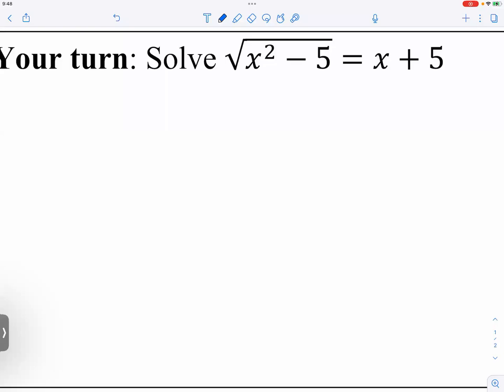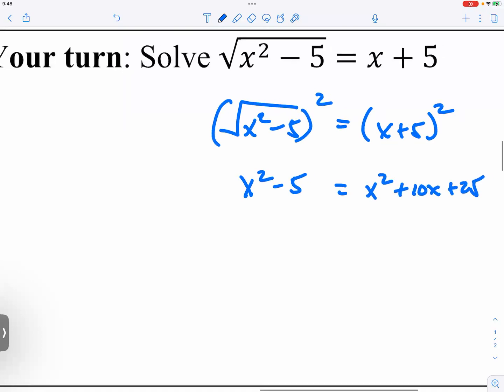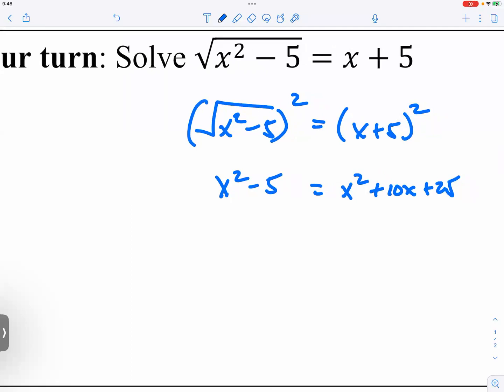All right, so you will first remove the square root by squaring both sides. So you have x squared minus 5 on the left, and then you have x squared plus 10x plus 25. Okay, again, if you don't know how this is happening, make sure you come to me and schedule a time. I can explain this to you, but you have to come to me.